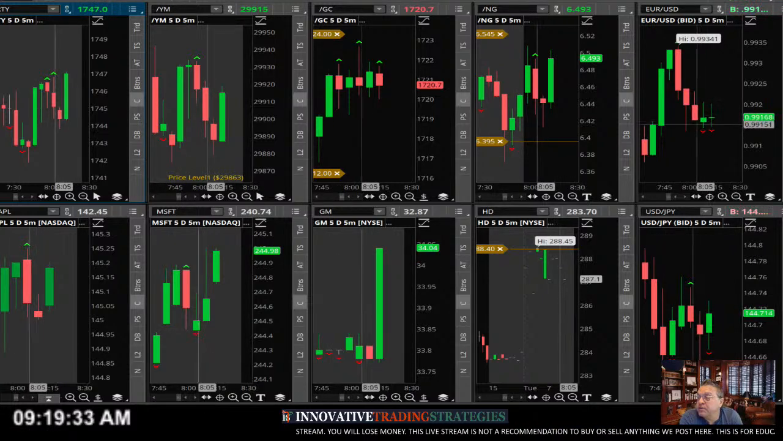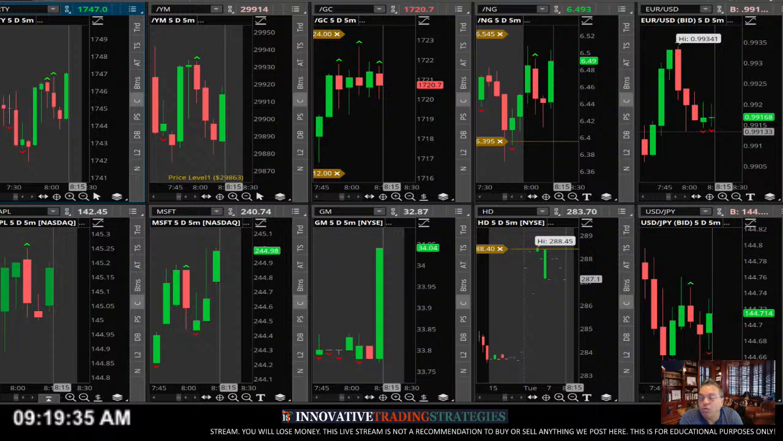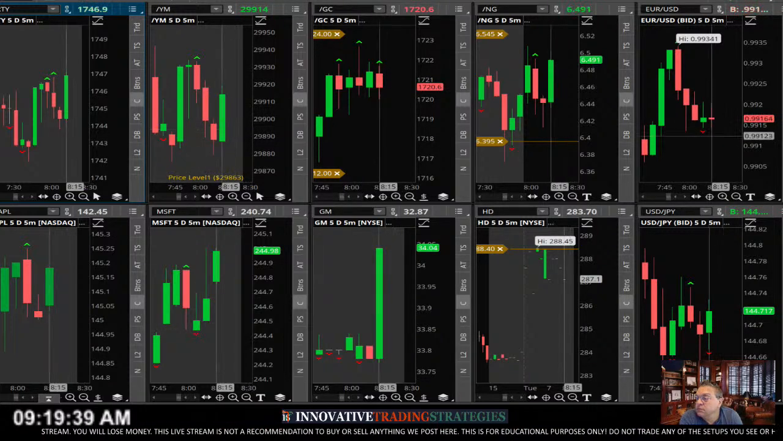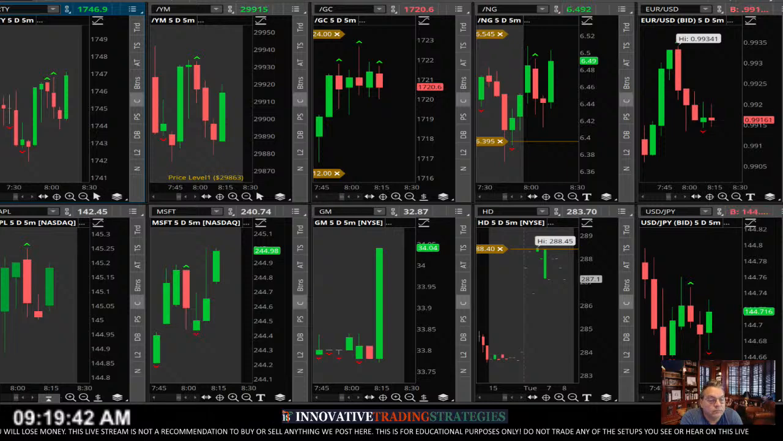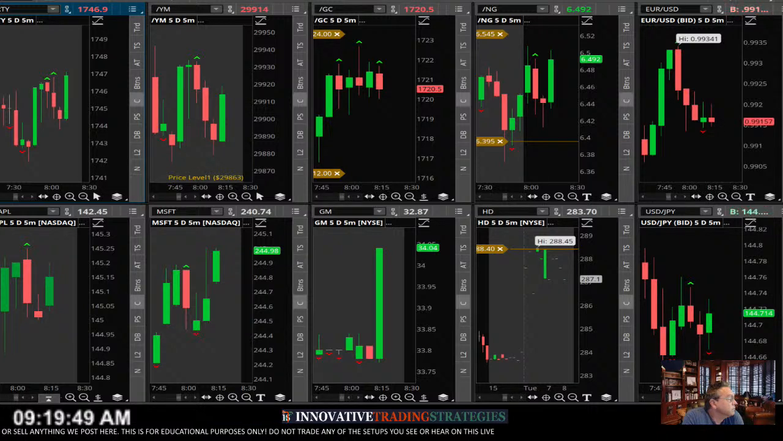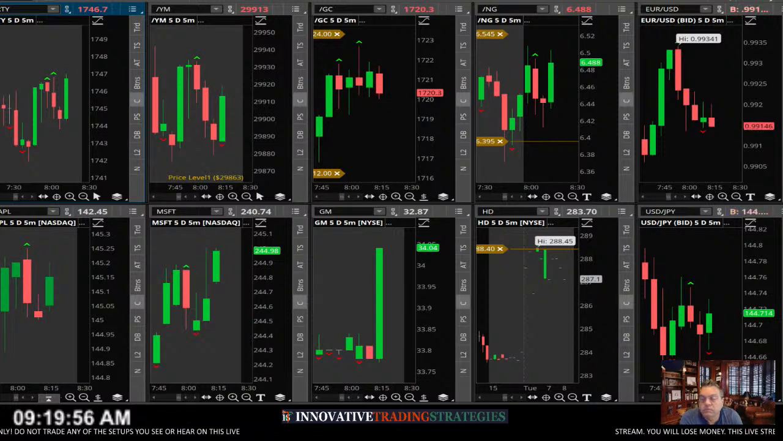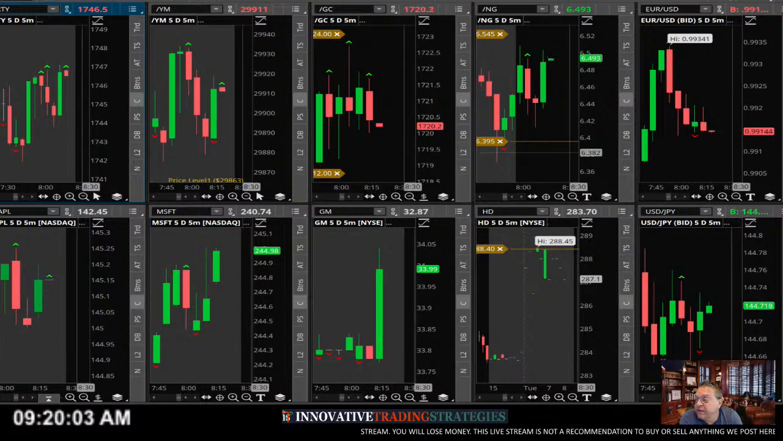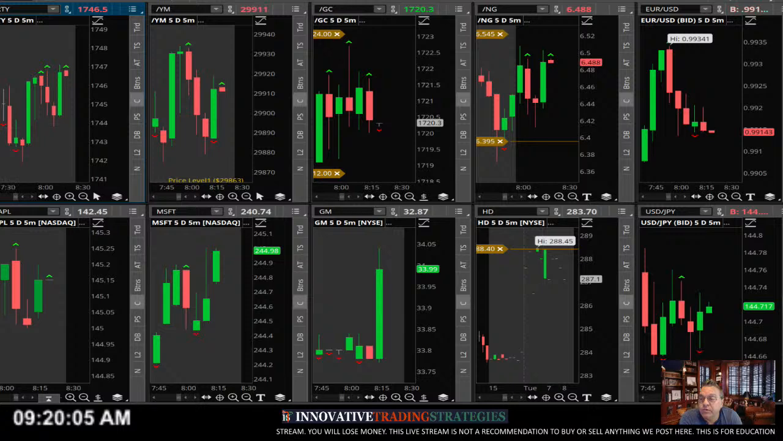Keep an eye on this Euro USD if we get a double carat short like that. If that holds, it'd be a short on the Euro US. Alright, so it didn't hold, so nothing going there.